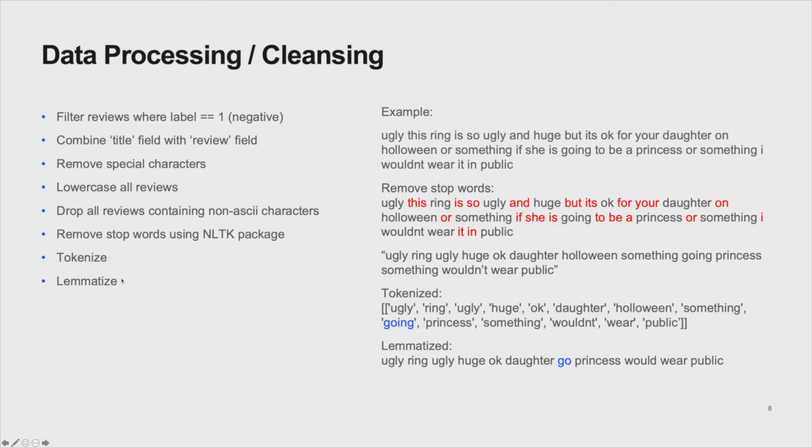Now here on the right hand side, I have an example of one of the shorter reviews found in the data. The title of that review was "ugly," and the text was, "This ring is so ugly and huge, but it's okay for your daughter on Halloween or something. If she is going to be a princess or something, I wouldn't wear it in public." To note that everything is already lowercase, and all the punctuation is removed.